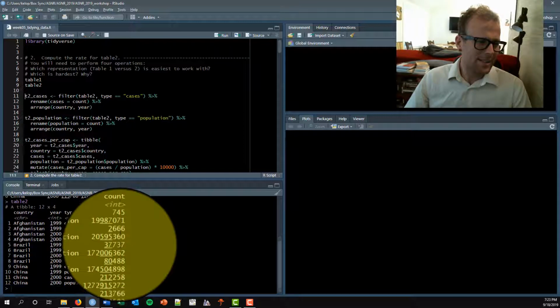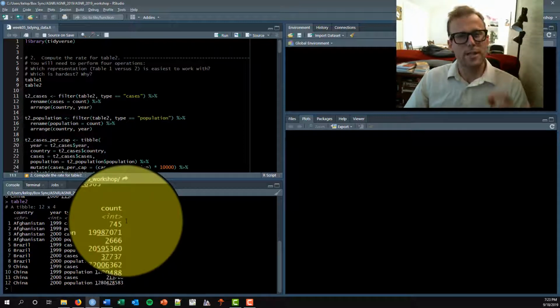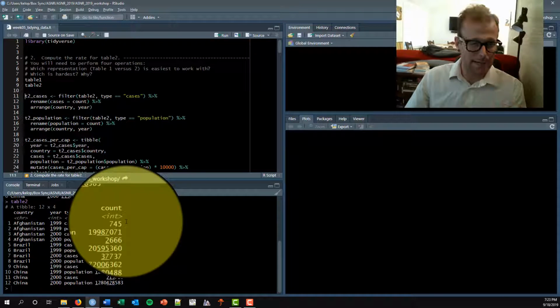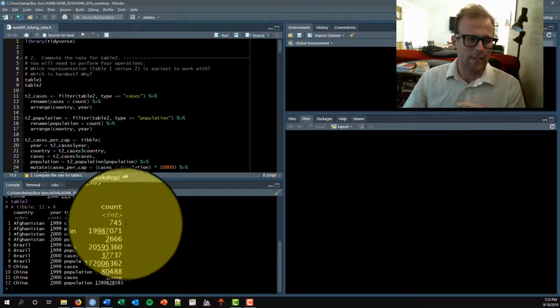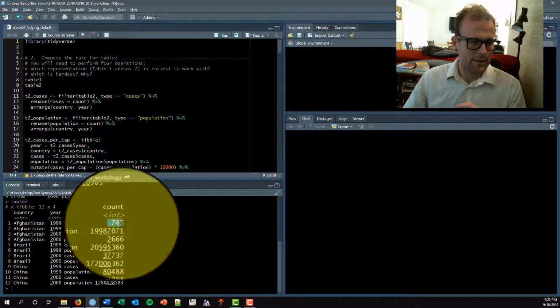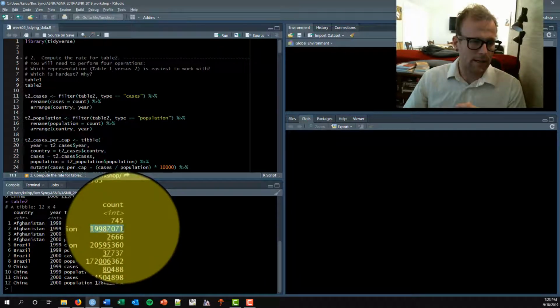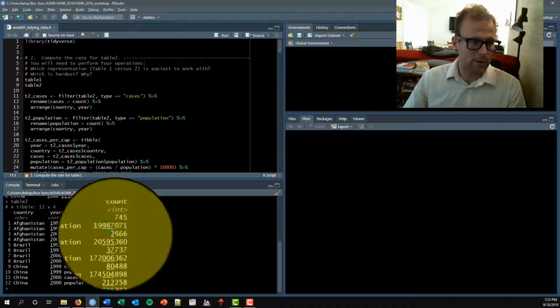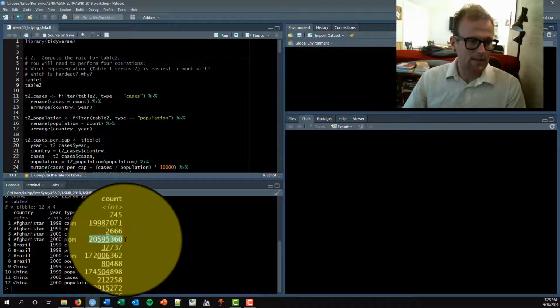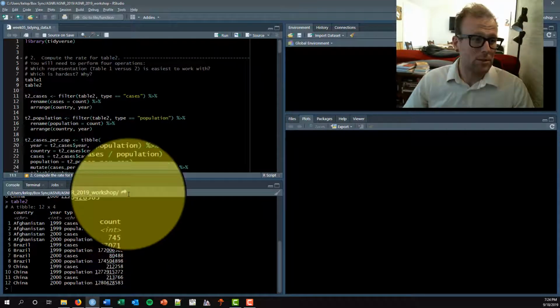In table 2, it's not so straightforward because now, even though technically this is a tidier format of data, I'm going to have a harder time making this calculation. Because I need to take this value from row 1 and divide it by this value from row number 2. And then I will get a rate, and I multiply that by 10,000. Then I need to take this value here and divide it by this value here, and again, I can get the incidence rate per 10,000 people. So dividing row 1 by row 2, then row 3 by row 4, row 5 by row 6, that's very difficult to do.